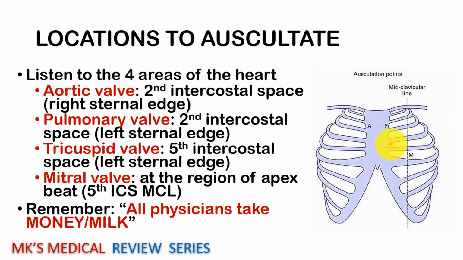Then if you descend and you go to the fifth intercostal space, so if you're counting the first intercostal space, second intercostal space, fourth intercostal space, fifth intercostal space. If you put it at the fifth intercostal space on the left of the sternal edge, you're going to be listening to your tricuspid valve. And then of course the mitral valve is where you find your apex beat, so your mid-clavicular line, fifth intercostal space. So this is where you're going to be listening to your mitral valve.